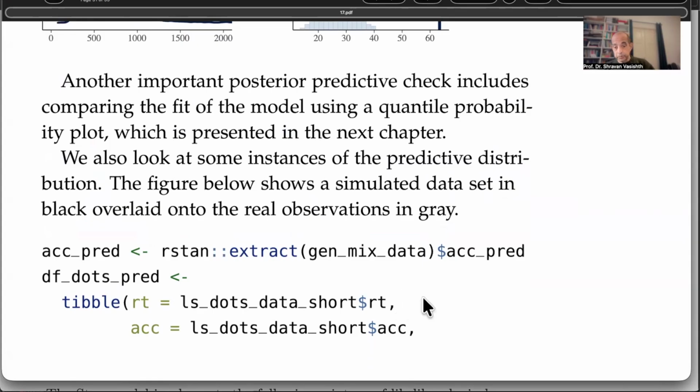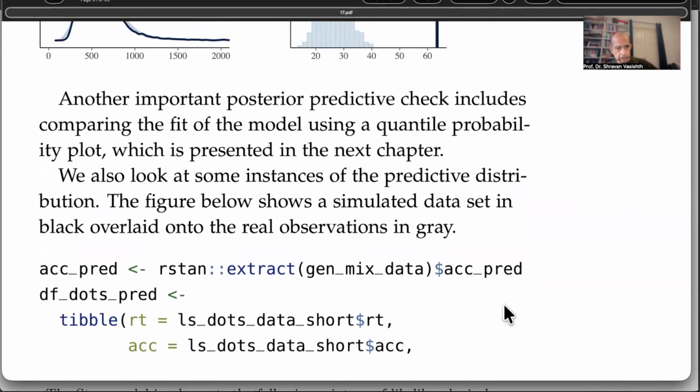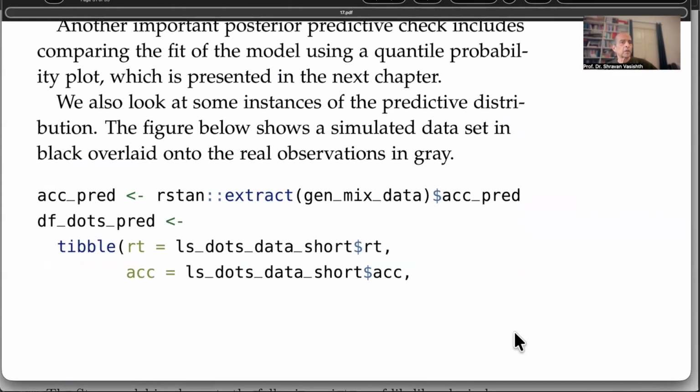Maybe that's due to sparsity in the data. One could try that with the full data set. Just run the model overnight, 12 hours. You can see what happens with the full data set. Maybe things get better.